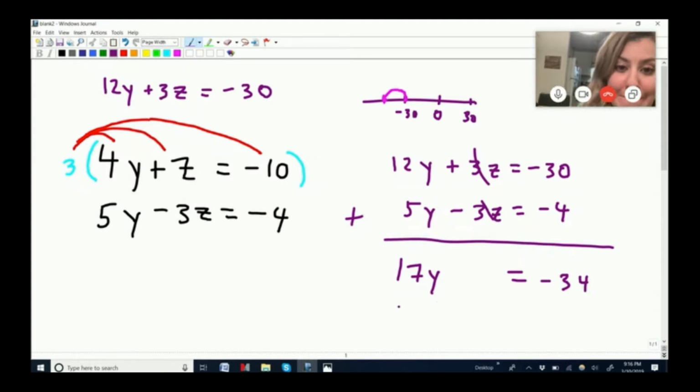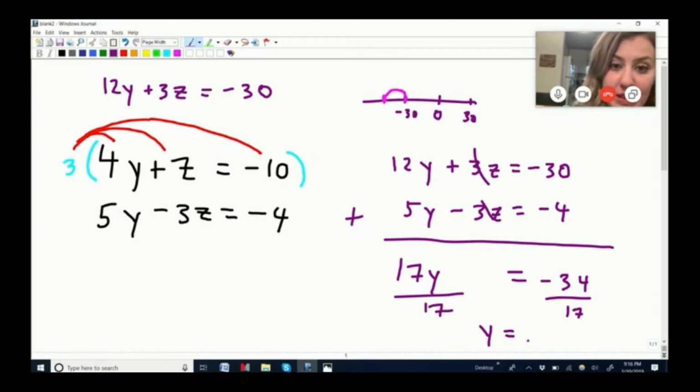Divide both sides by what? 17. Totally. And negative 34 divided by 17, is that going to be positive or negative? It's going to be negative. Good. And 34 divided by 17? 2. Totally. All right, so we've got y, part of the answer. Very nice.